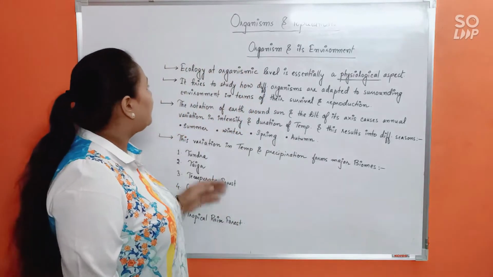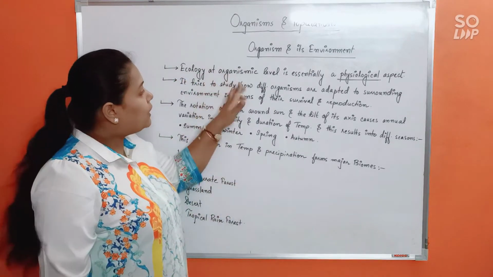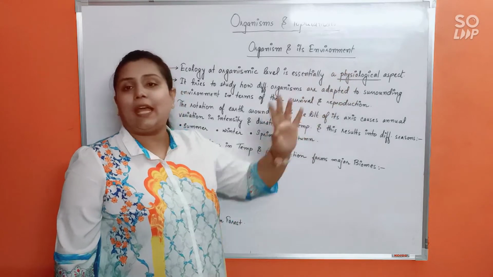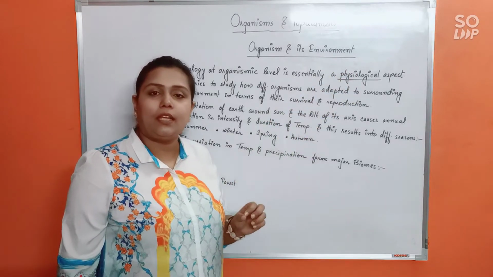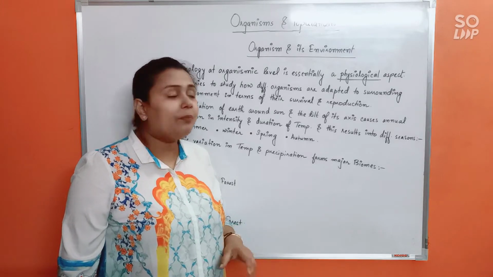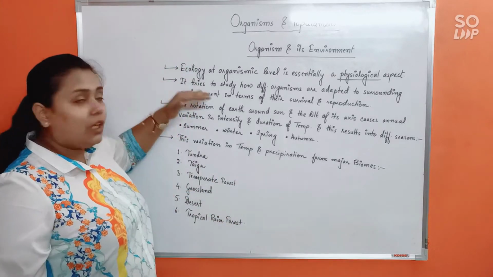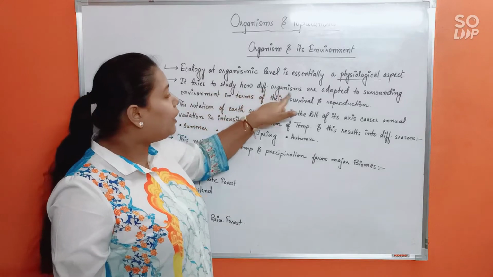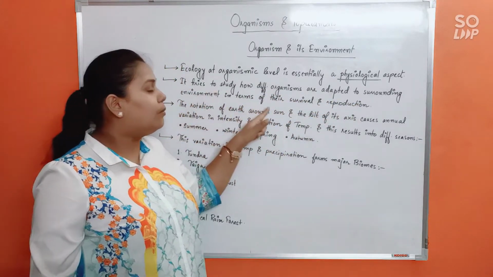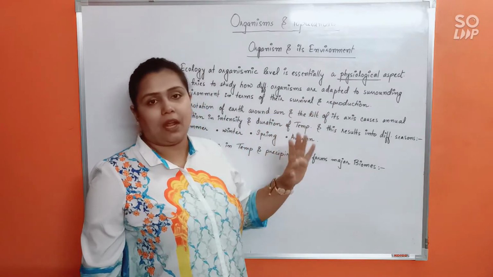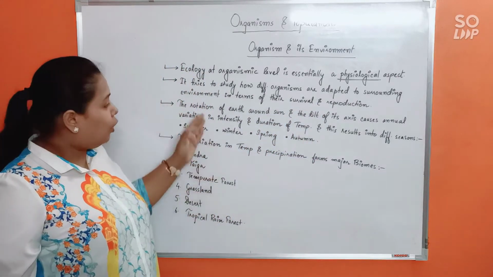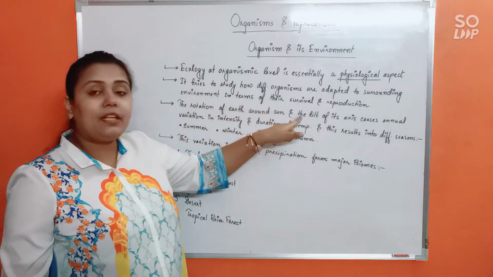Okay, see, ecology at organismic level is essentially related to physiological aspects. So whenever we are trying to study an individual organism, we mainly study its physiology. And that, on the other hand, studies how different organisms are adapted to the surrounding environment in terms of their survival and reproduction.